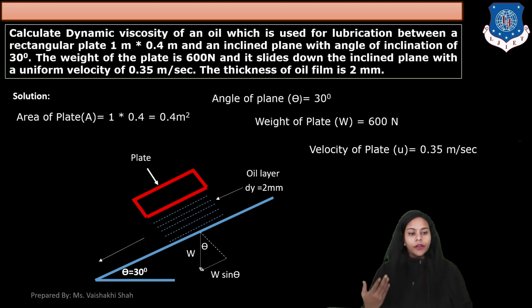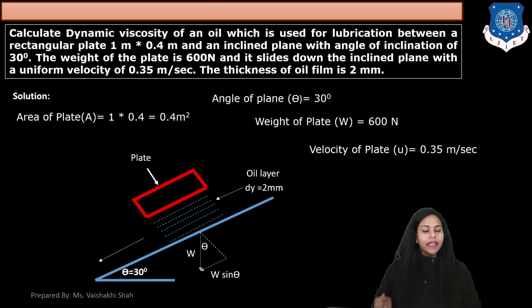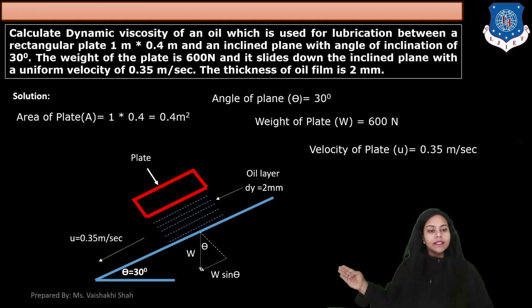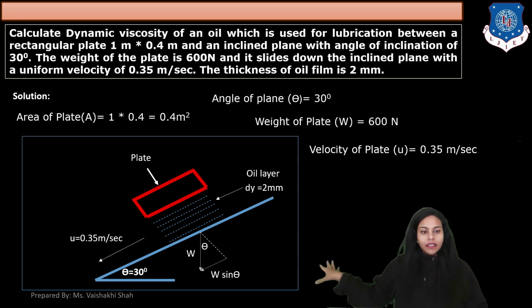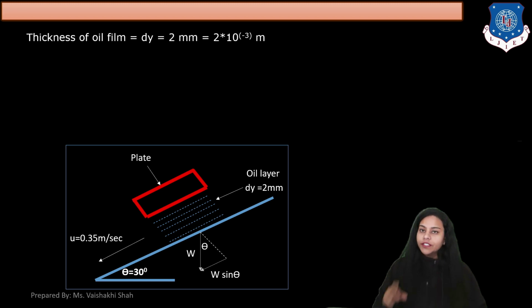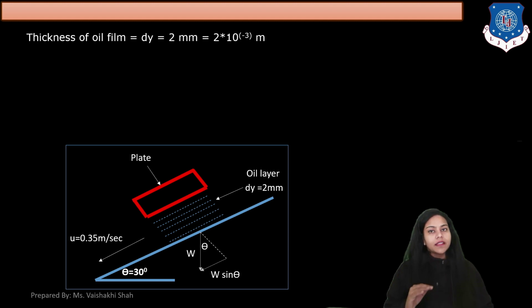Now, the weight of the plate, W, is given as 600 Newton, and the velocity of the plate, U, is 0.35 meter per second. With this data, you have to find the dynamic viscosity, mu. First of all, this is your diagram. The thickness of the oil film, dy, is 2 mm. Converting into meter, it is 2 into 10 raised to minus 3 meter.